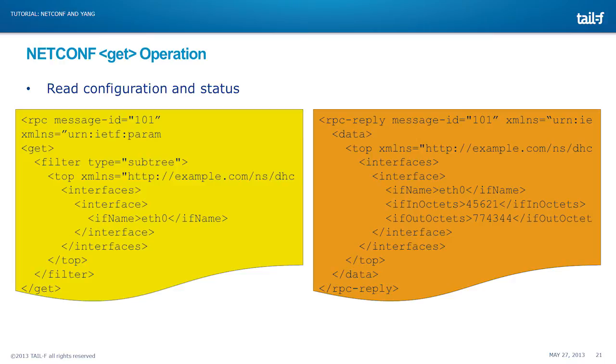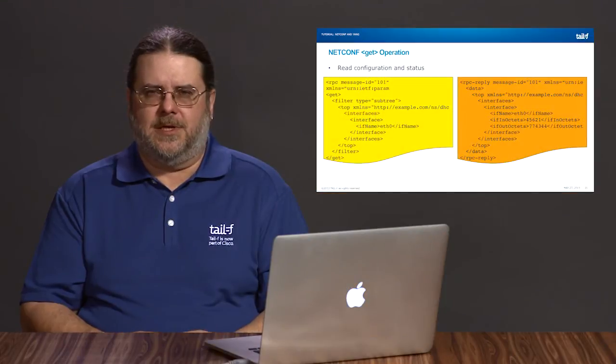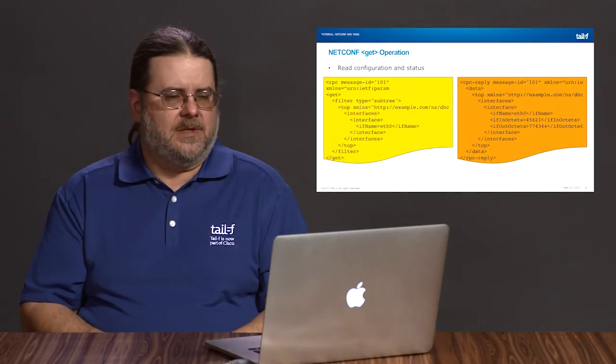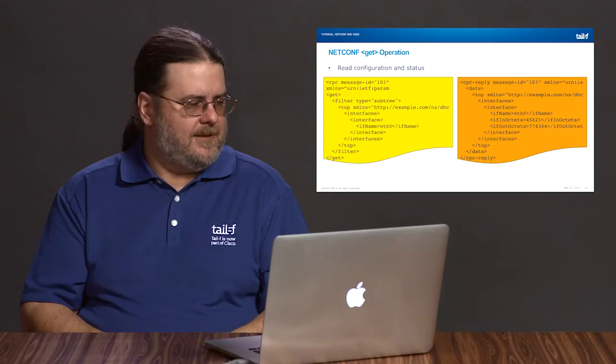And on the right side, we see a potential reply for this get with the subtree filter, and the structure again of that reply is driven by the Yang data model, and then the values such as if name, if in octets, etc., are driven by contents of the database in the system or the data store in the system.